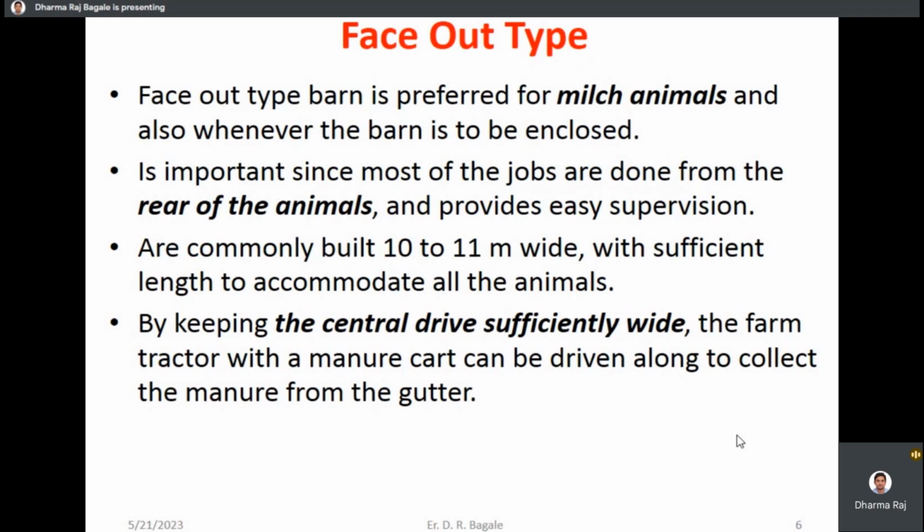And the gutters means the drainage. This should be made with sufficient slope, so that the water used and the urine of the animal can pass without clogging, without ponding in the gutter.